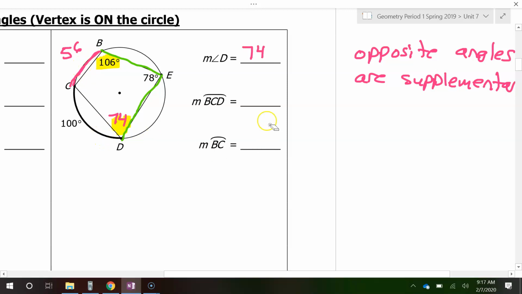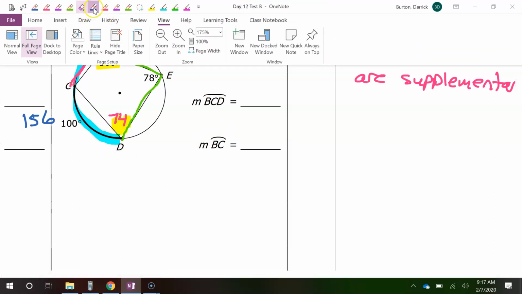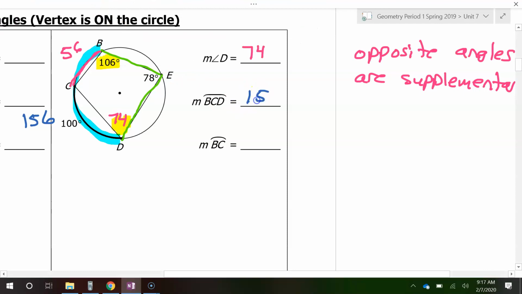Okay, actually, I guess we answered both questions. So BCD was the blue arc that we found in the first place. So that was the 156 that we found right away, by doubling the 78. But then we've already answered arc BC, that's 56.